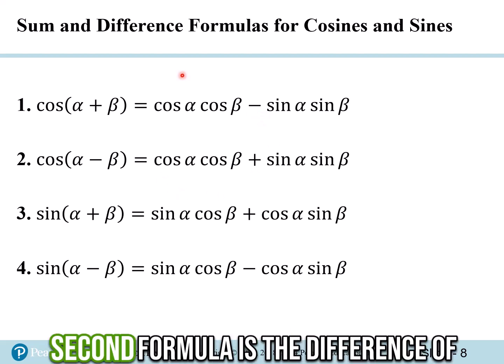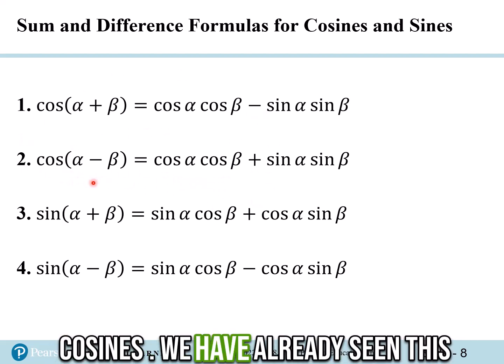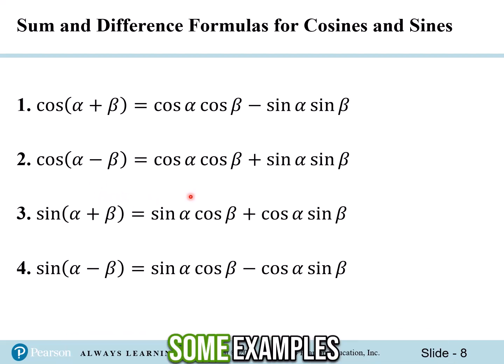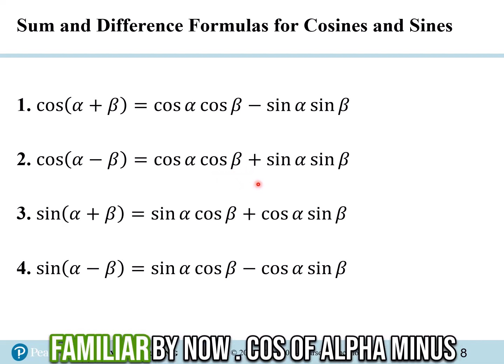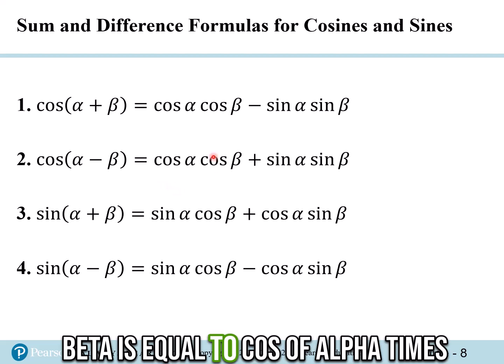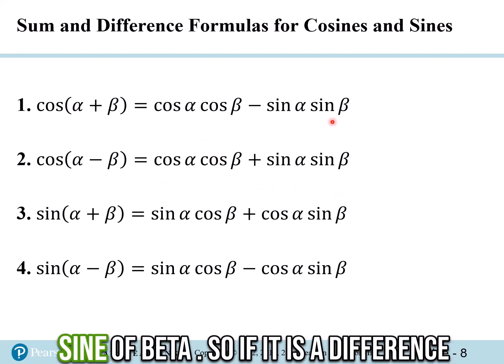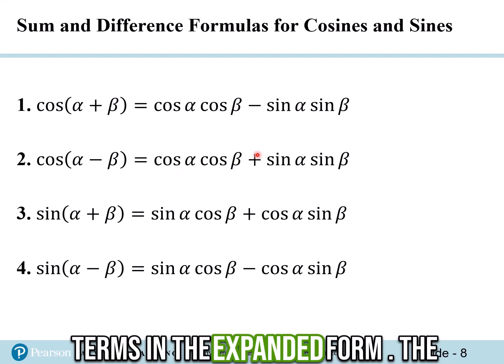All right. The second formula is the difference of cosines. We have already seen this before and even worked through some examples applying this, so it should be pretty familiar by now. Cos of alpha minus beta is equal to cos of alpha times cos of beta plus sine of alpha times sine of beta. So if it is a difference of cosines, then you add the two terms in the expanded form.